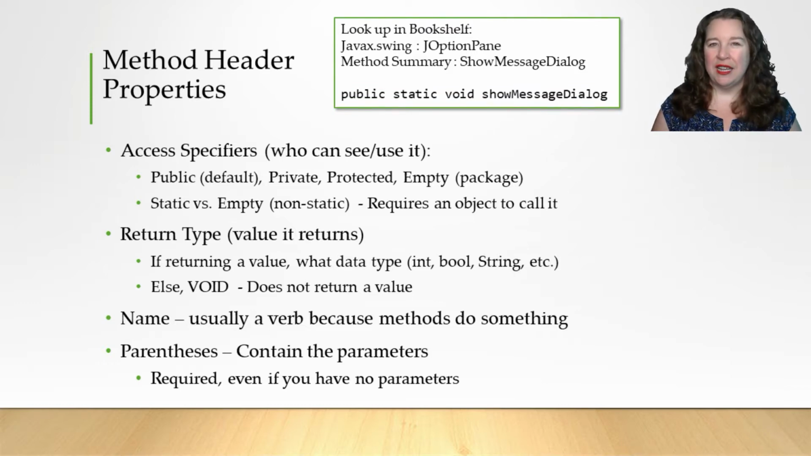Then we have static versus non-static, which is just nothing. You just don't put the word static there. You don't use the word empty. There's just nothing there. What static means when it comes to a method access specifier is whether or not you need an instantiated object to reference this method. You're going to understand this a little bit more as we get into classes. So we're going to do classes with this chapter.